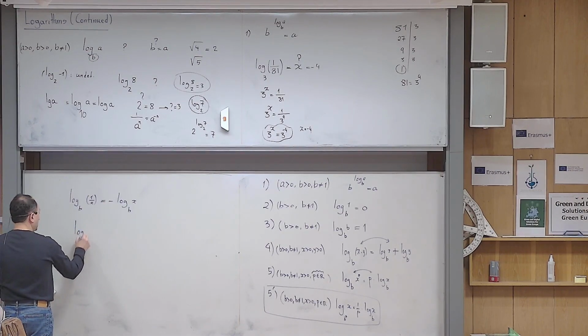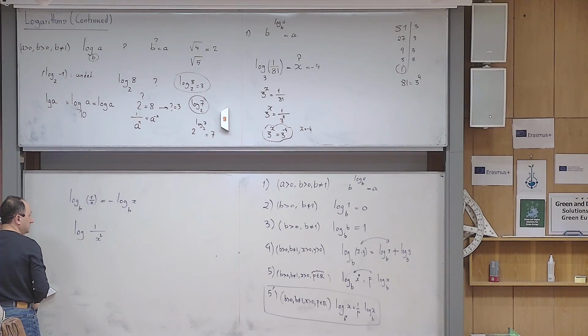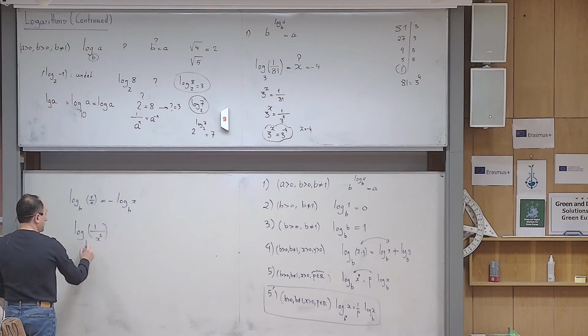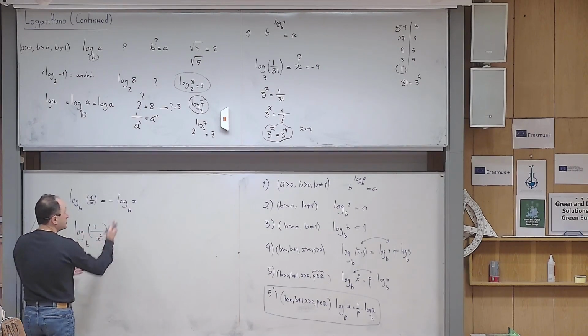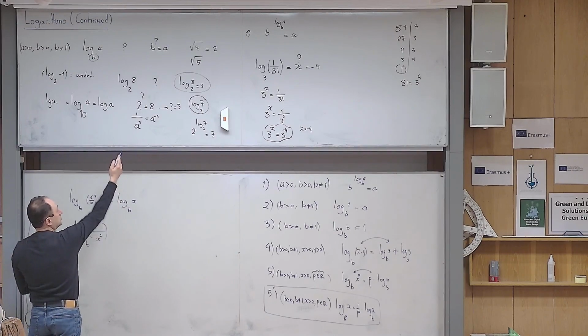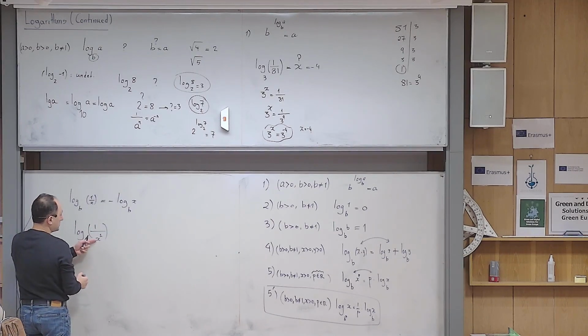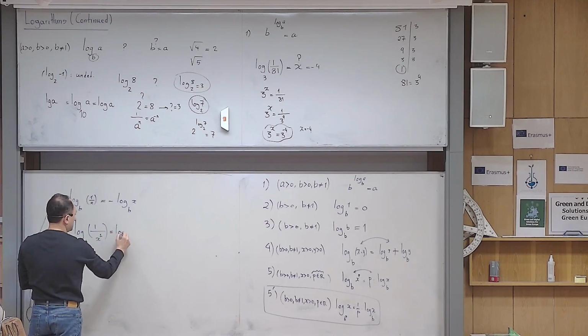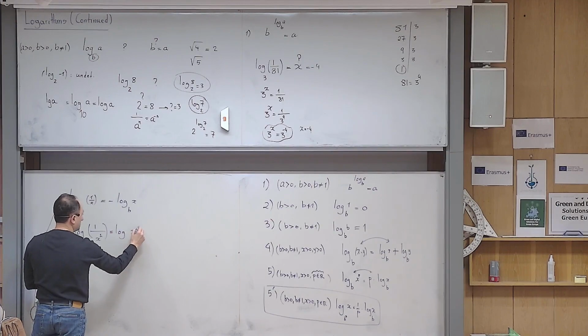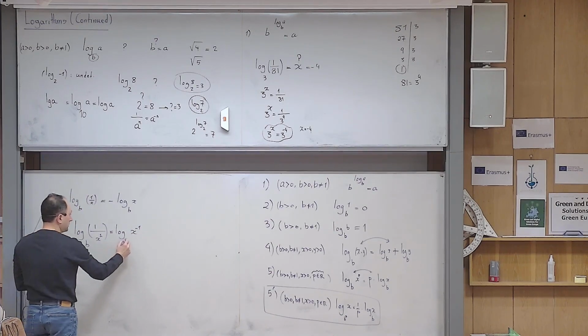So yes, exactly what you said is true. There is an invisible power here, and then the base is b. But you just learned that if you have 1 over some x to some power, you can write it as what? x to the power minus 1, and then base b.